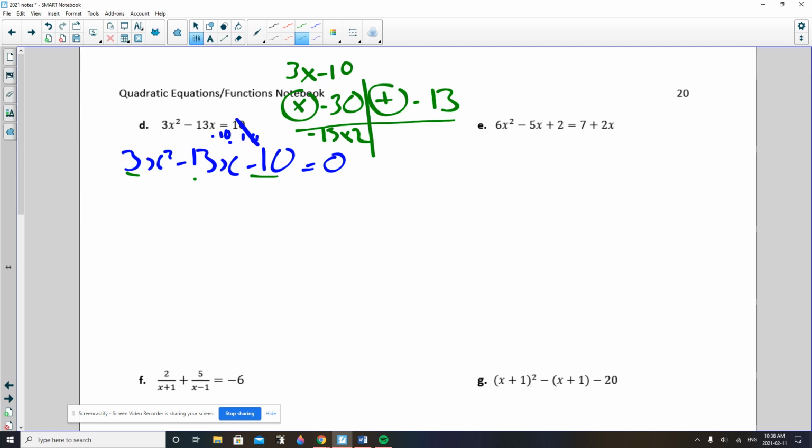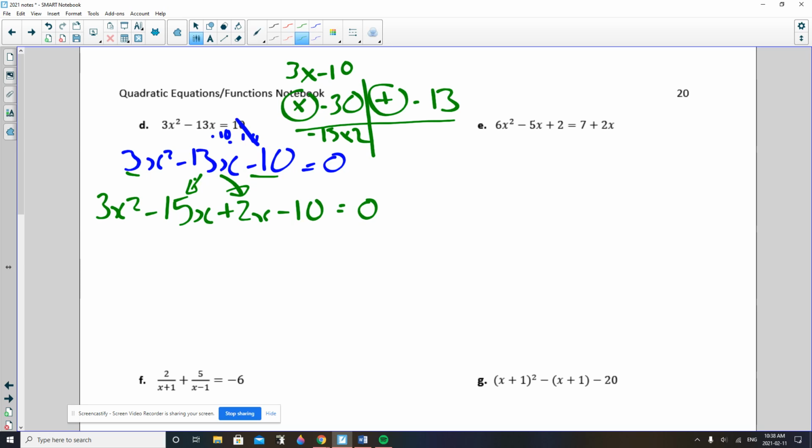Once I figured out my factors, I split the middle term. So 3x squared minus 15x plus 2x. So I split the middle term. Again, I didn't change the equality. It's still equal. It's just written different. And then minus 10 equals 0.